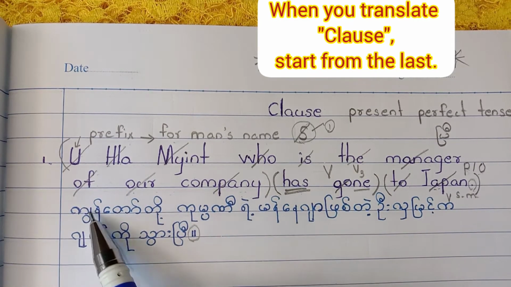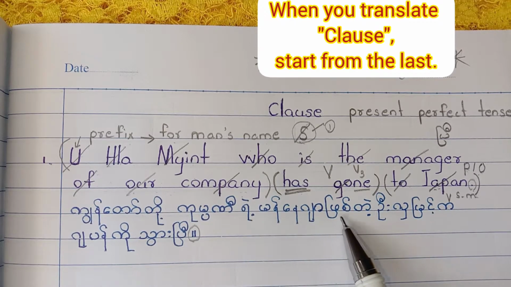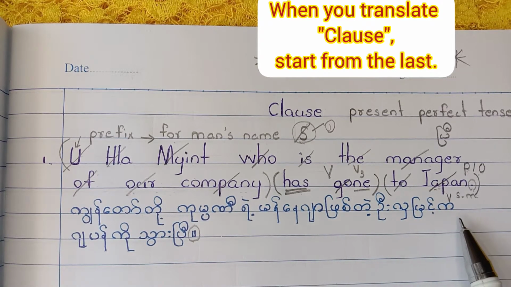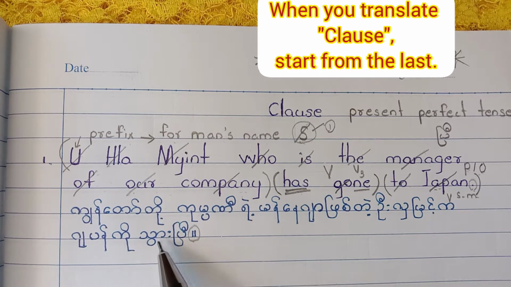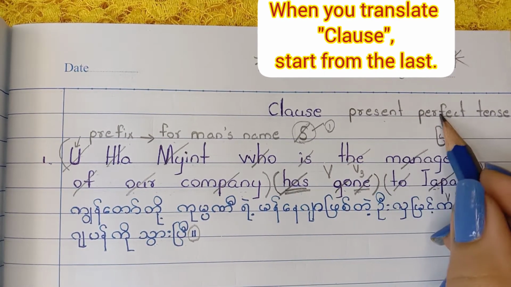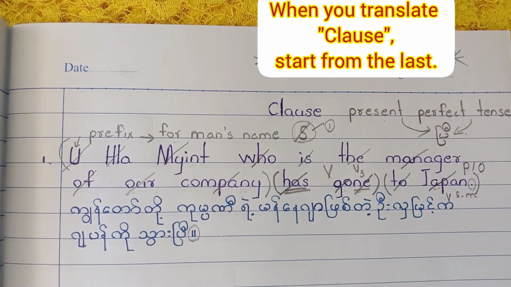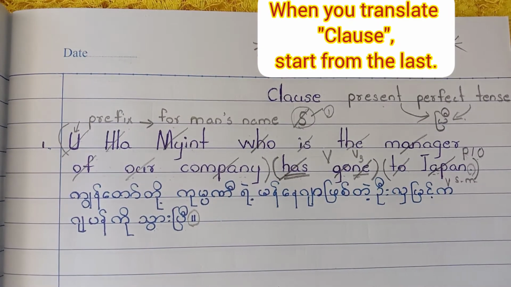Okay, so ကျွန်တော်တို့ company ရဲ့ manager ဖြစ်တဲ့ ဦးလှမြင့်က ဂျပန်ကို သွားပြီ. So this သွား means go, and ပြီ means has. For present perfect tense you have to translate ပြီ. Alright, ကျွန်တော်တို့ company ရဲ့ manager ဖြစ်တဲ့ ဦးလှမြင့်က ဂျပန်ကို သွားပြီ. So next sentence, နောက် sentence တစ်ခု.